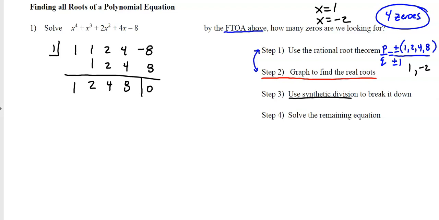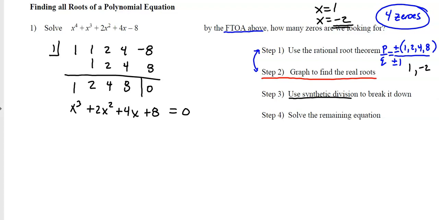It's a 0 there. So what I've done is I've whittled this down into a new polynomial. X to the 3rd plus 2x squared plus 4x plus 8 equals 0. So I've whittled it down. Now I'm going to try the other one.